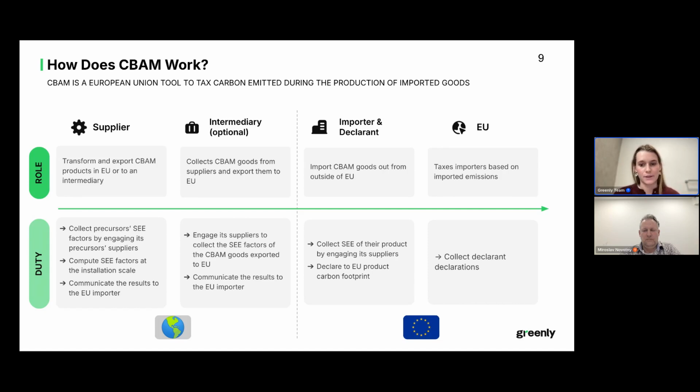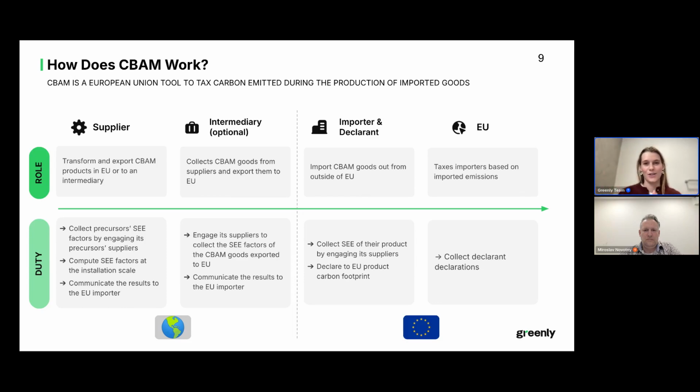The importer and declarant is the entity that brings CBAM goods into the European market. This is where the financial responsibility for CBAM compliance ultimately lies. So, the one who pays the bill at the end. The importer must collect and verify carbon footprint data of their imported goods. They must submit a CBAM declaration detailing the embedded emissions of their imports into the European Commission platform. And they need to purchase CBAM certificates to cover the declared emissions. So in other words, the importers really are those who bear the financial costs.